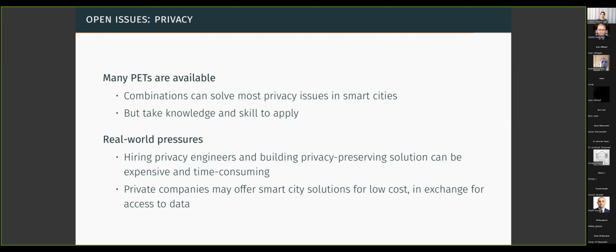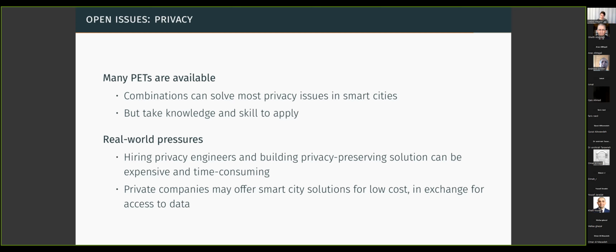One problem is, of course, they are not trivial. And many of these solutions are not at the level of just maybe adding a library to your software development to take care of the privacy issues. So they do take knowledge and skill in this area to apply correctly. And then, of course, especially in the smart city space, there are massive real-world pressures.